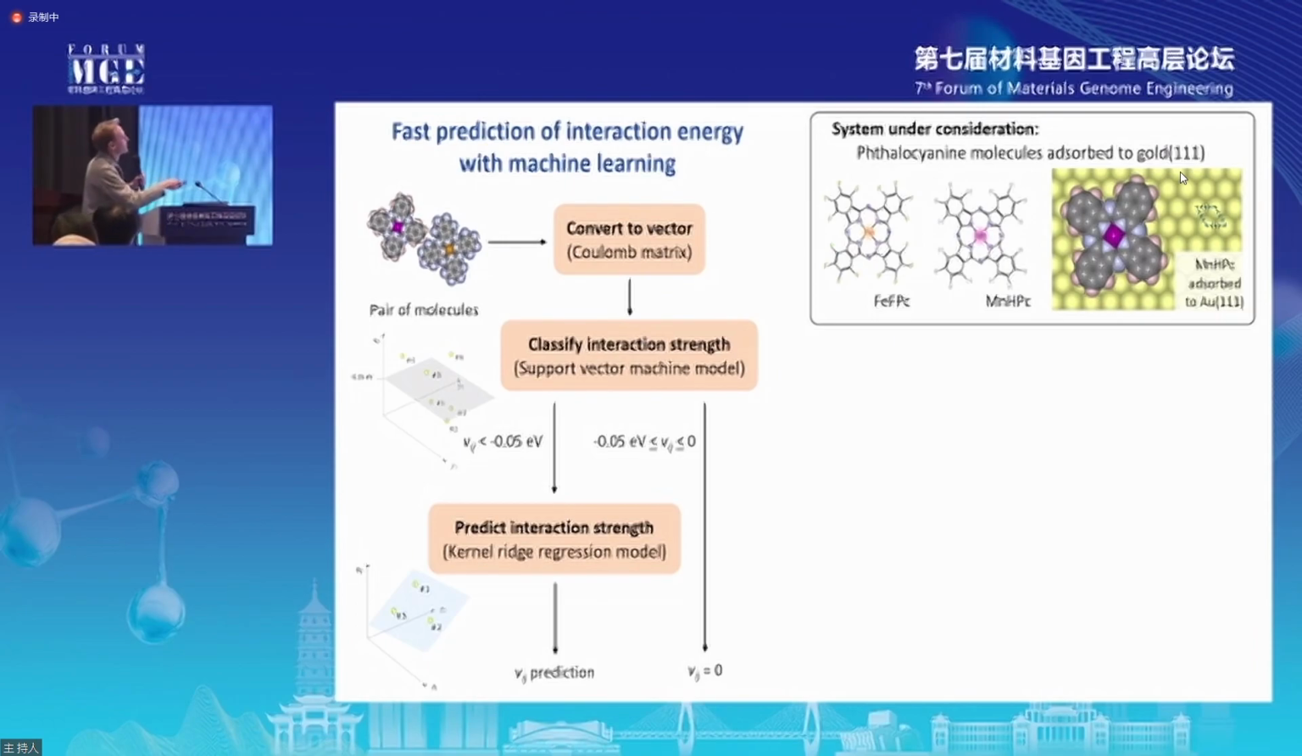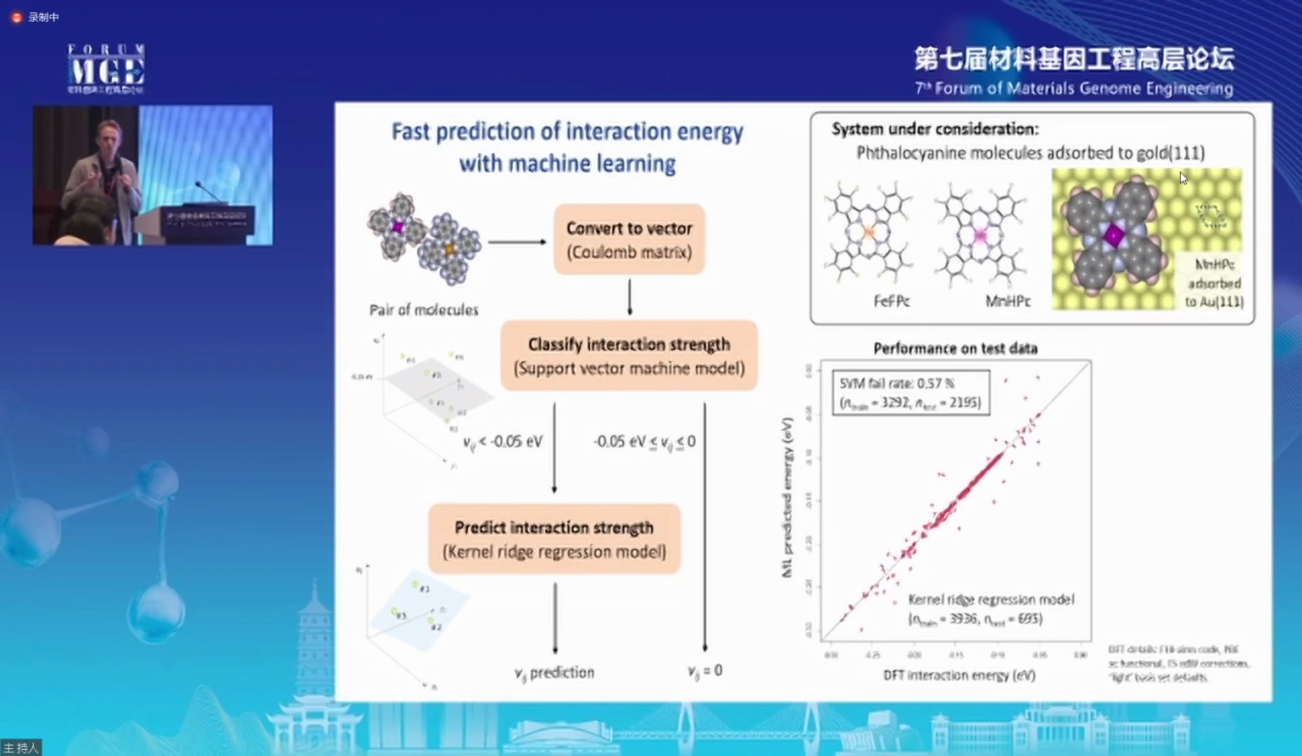Here I'm describing it for the case of these two molecules, iron fluorinated phthalocyanine and manganese phthalocyanine, adsorbed to gold 111. The two molecules go into this pipeline. We create a Coulomb matrix, a very simple descriptor that's very well established for these systems. We classify the interaction as being weak or strong. If it's weak, we approximate the interaction as being 0. If it's strong, it goes into a kernel ridge regression model from which the prediction is made.